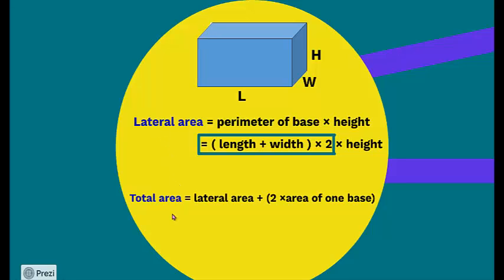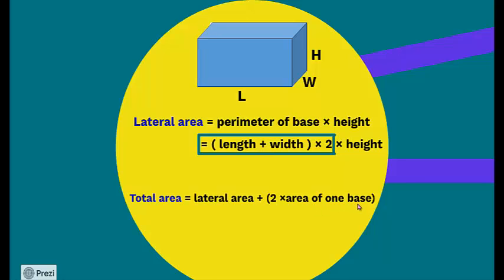Let's see how I can find the total area. The total area of a cuboid equals the lateral area, which I have just calculated, plus 2 times the area of one base. We know that lateral area means the 4 side faces only. Total area means the 6 faces together. I have already calculated 4 faces, so now I must add the area of the 2 other faces in order to have in total the area of the 6 faces together. So again, total area equals lateral area plus 2 times the area of one base.